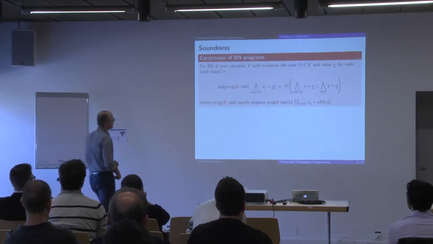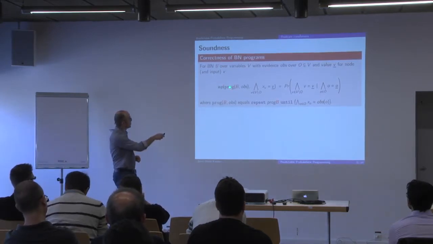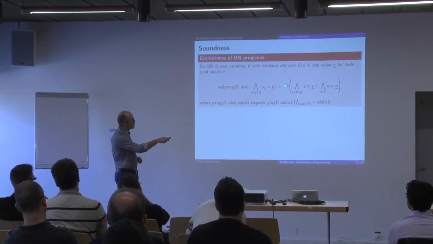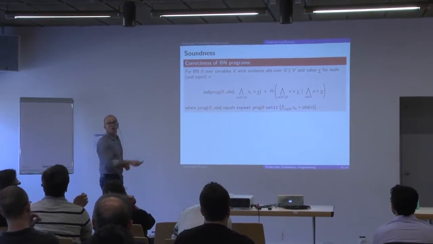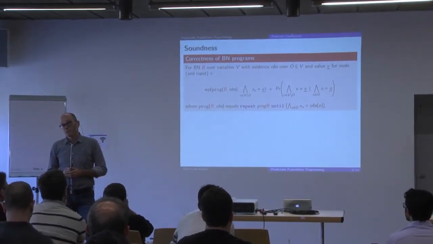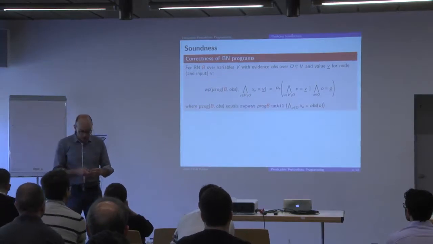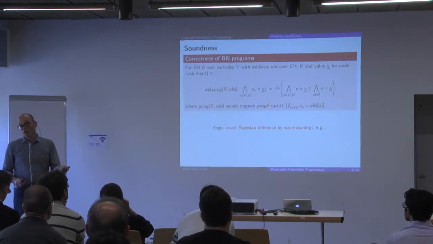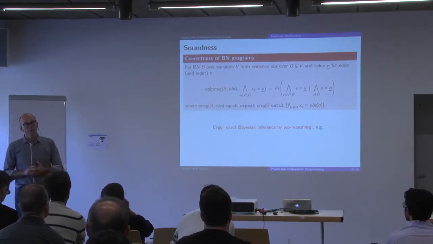What you can show is the following. The WP of this program of the Bayesian network with respect to your observations is equal to the conditional probability of the joint distribution that your Bayesian network describes. What this slide says in one line is basically exact Bayesian inference can be done by doing WP reasoning on programs. Yeah, that's basically the bottom line here.